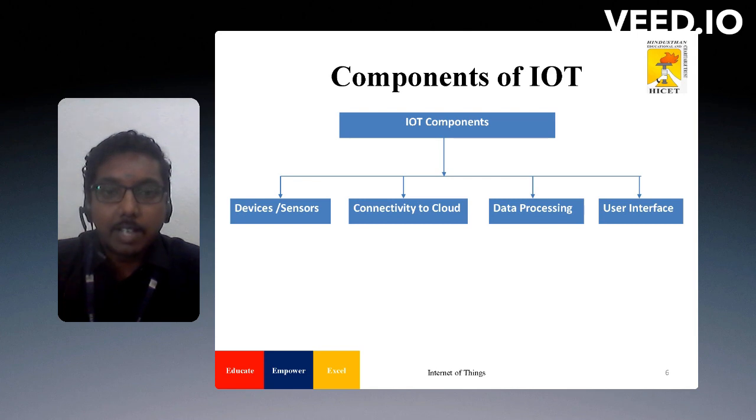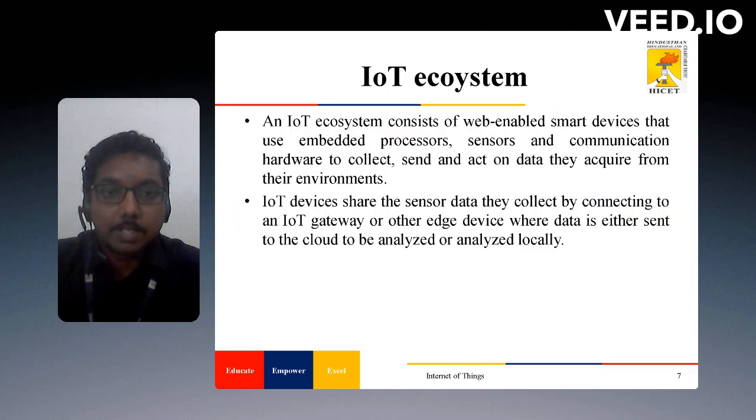For example, when you have a mobile phone and you log in to a Facebook ID and post any images or data, that will be stored in the cloud. So your friends, whom you have already added to your circle, can view your data and images which are posted by you. So that is called data processing and also the user interface activity. So these are all the components.